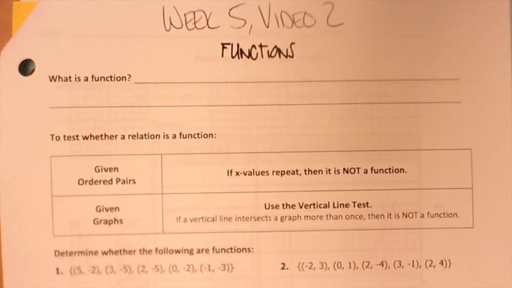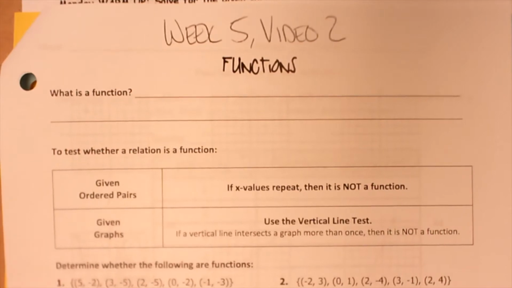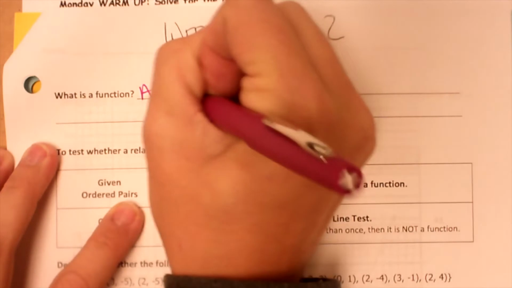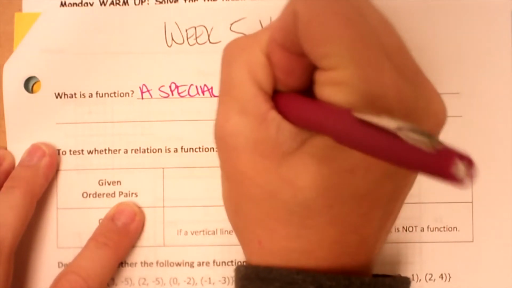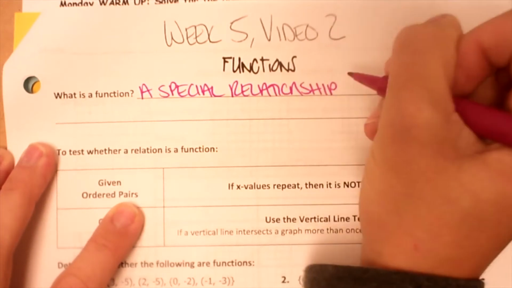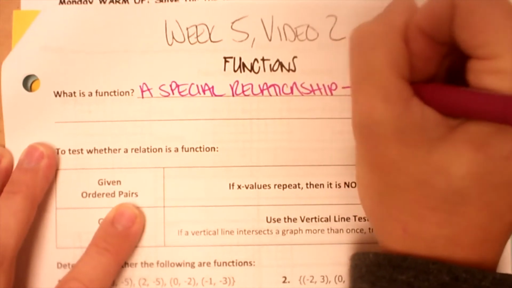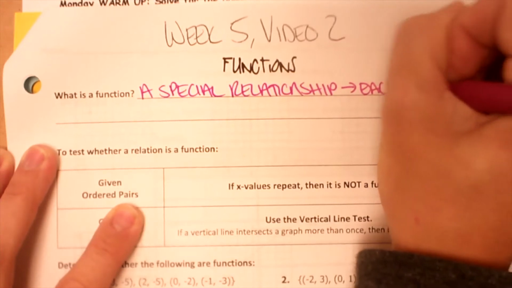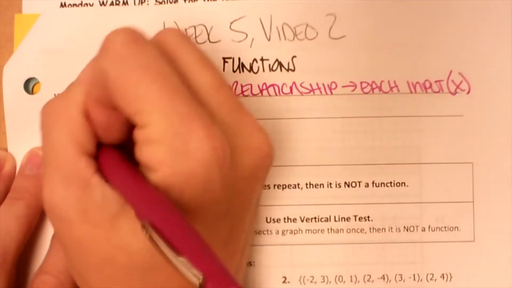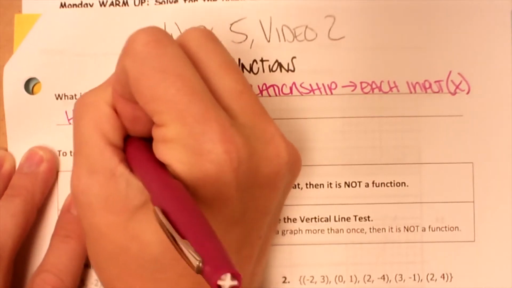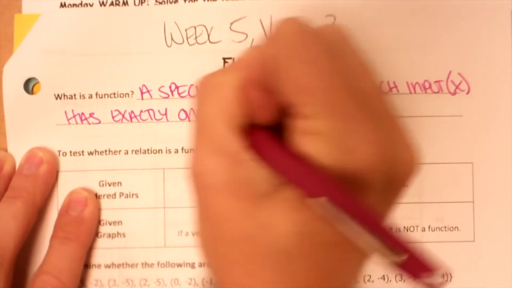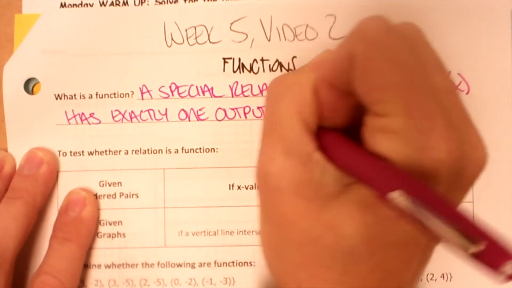Now we're going to start looking at functions. So what exactly is a function? A function is a special relationship, meaning each input, or better known as your x, has exactly one output, which is your y.